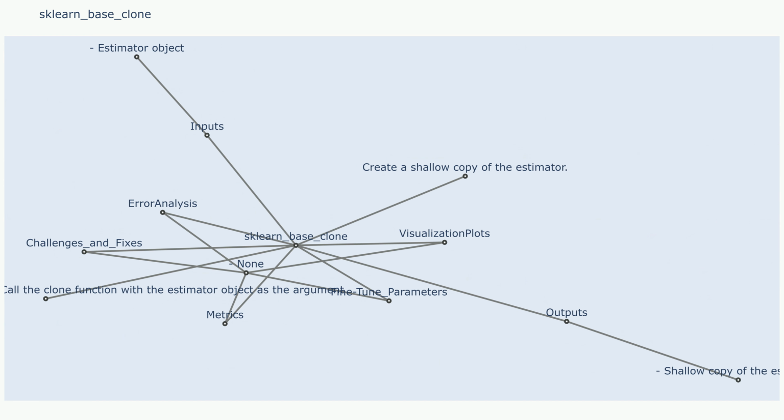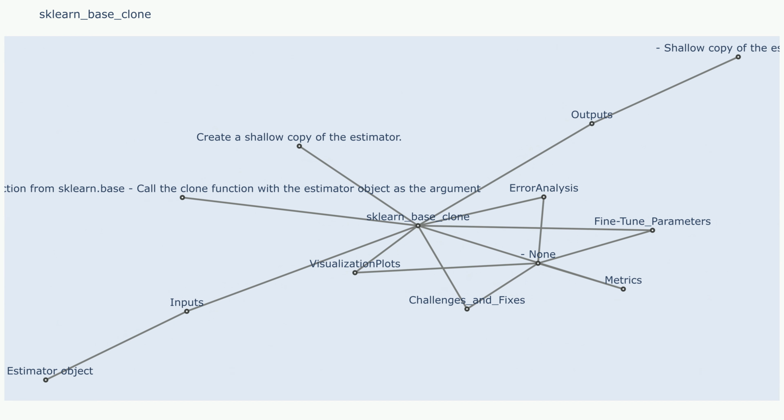Fixes to challenge 2. Use immutable objects wherever possible. Use immutable objects like tuples to avoid unexpected modifications. Deep copy mutable objects explicitly: perform a deep copy of any mutable objects within the estimator before cloning.